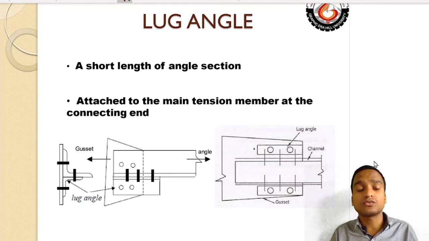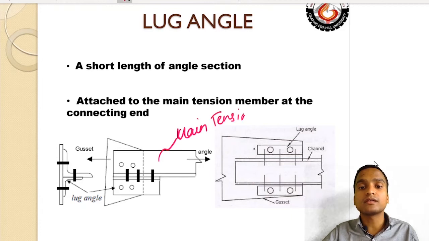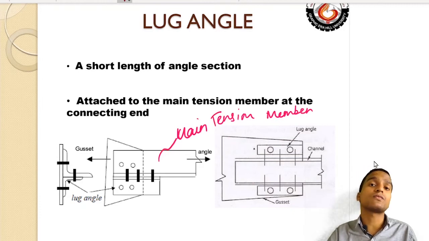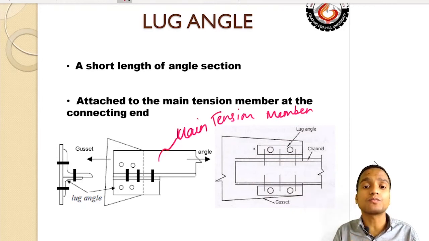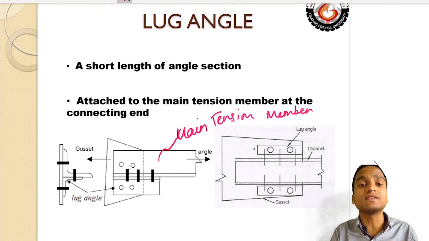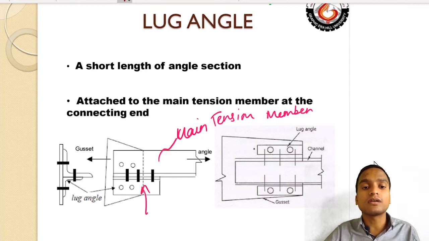at the connecting end. You can see in the diagram also, if this is my main tension member, then what happens in some cases is that the length of end connection, the distance between the outermost bolts, is not sufficiently provided because of limitations. If our gusset plate is short or the space is not much available and our requirement of length of end connection is really large, then in that case we can shorten our length of end connection by providing a small length of angle section, and this is called a lug angle.